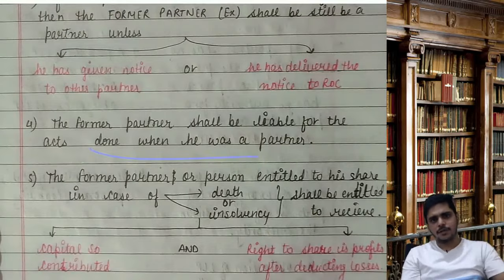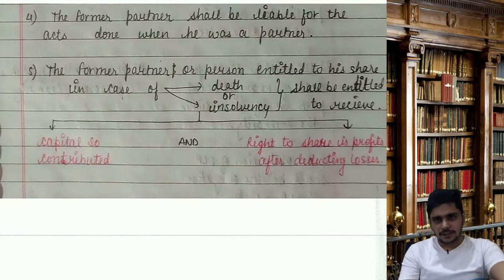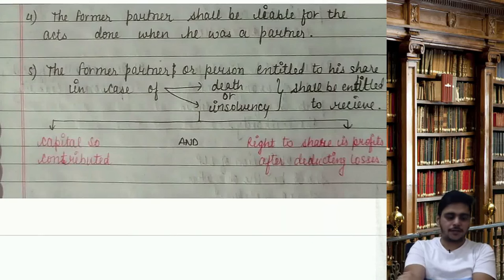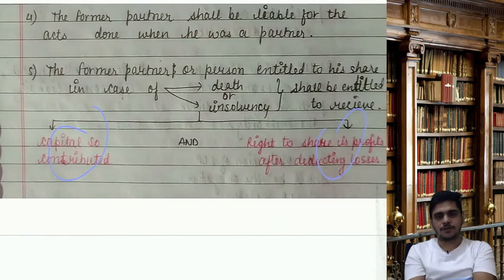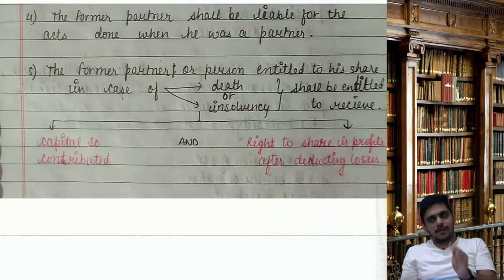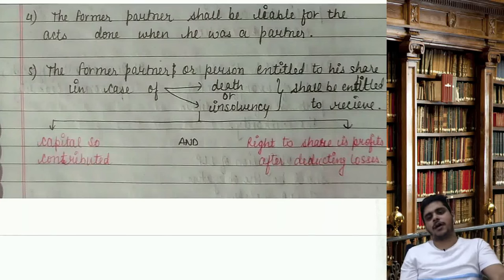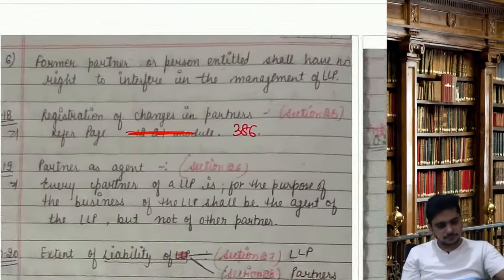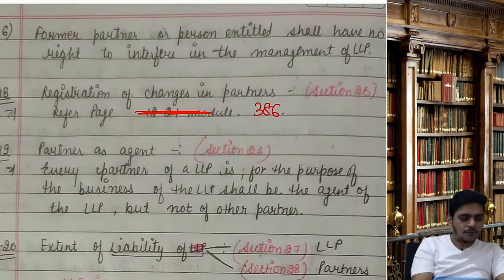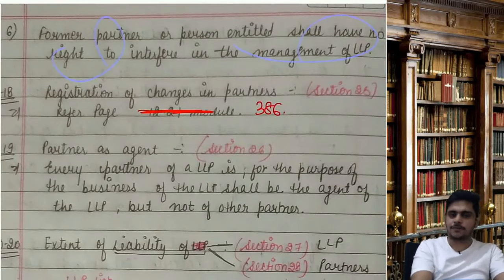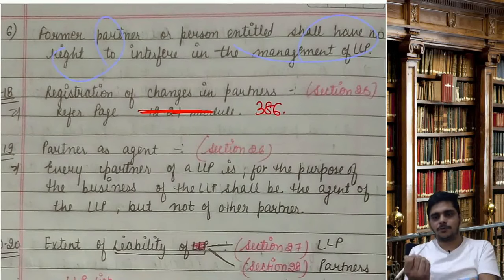That's logical. The former partner or the person entitled to his share, like a nominee in case of death or insolvency, shall be entitled to receive the capital so contributed and the right to share profits after deducting losses. So if you are alive and you cease to be a partner, you will receive your capital plus the profit. If you die, your nominee will receive the capital plus the share of profit after deducting the losses. Then, the former partner or the person entitled shall have no right to interfere in the management of the LLP. Because your ex, why will you interfere in the life?